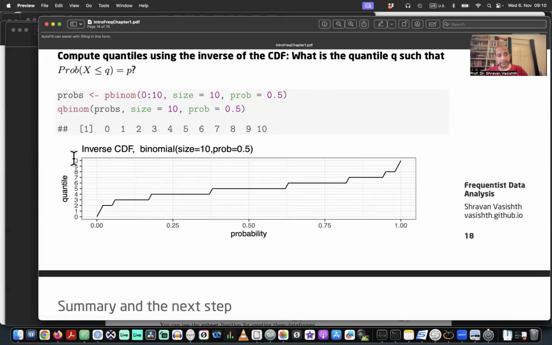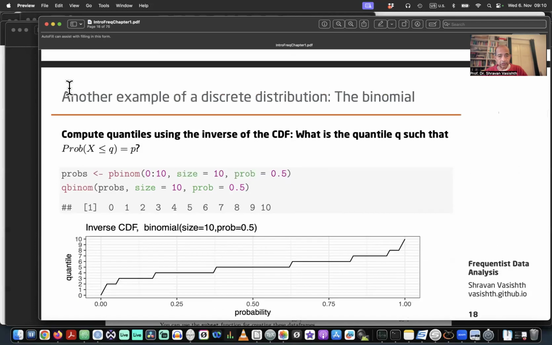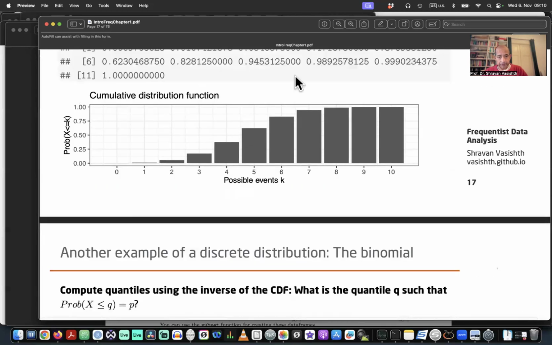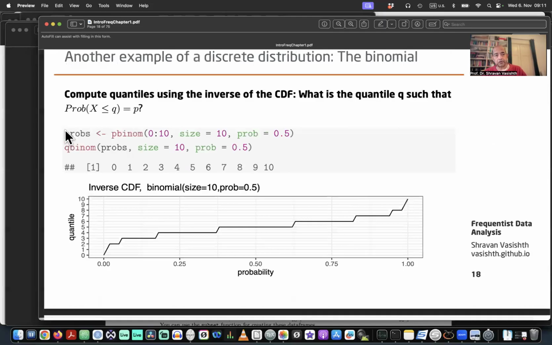So what I'm going to do here is that first of all, I use P binom to calculate the probability of observing 0 or less than that, 1 or less than that, all the way up to 10 or less than that in this particular experiment that I'm simulating. So that was the plot I just showed you. I've computed these probabilities and I've saved them as a vector probs. And what I'm doing is I'm taking that vector of probabilities, plugging it into the Q binom function, and what I get is a plot that looks like this.